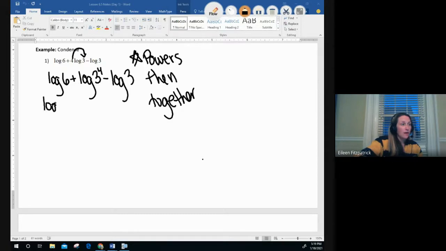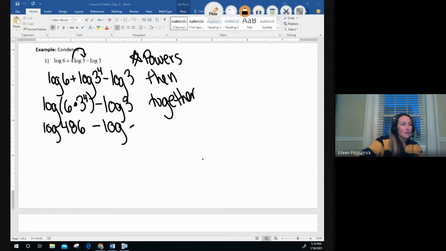So I'm going to have log, and this is base 10. This is all common base, but log of 6 times 3 to the 4th minus log of 3. Now, if you want, you can do 3 to the 4th, 3 times 3 times 3 times 3, that's 81. And then 81 times 6, that's log of 486 minus log of 3. And then the subtraction pairs with division. So I'm going to have log of 486 divided by 3.